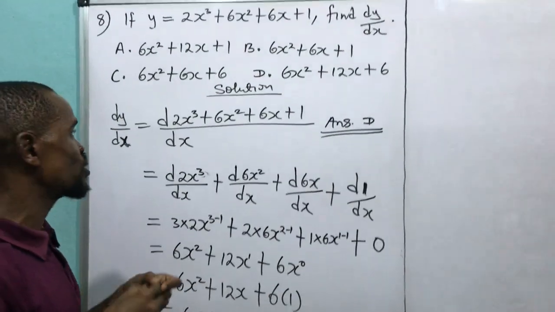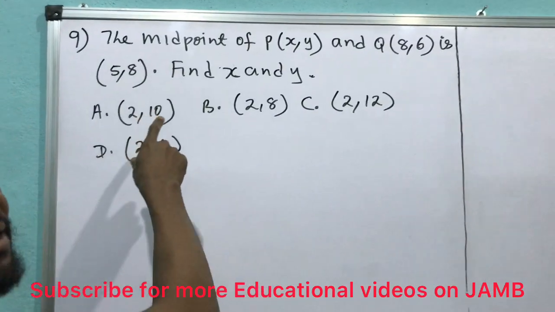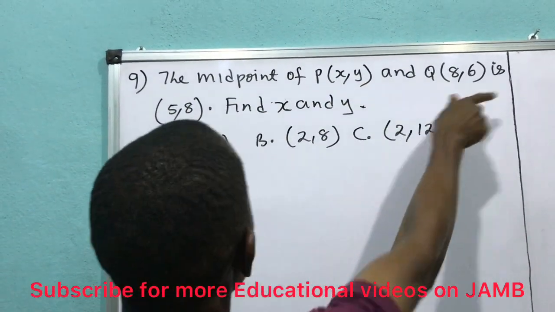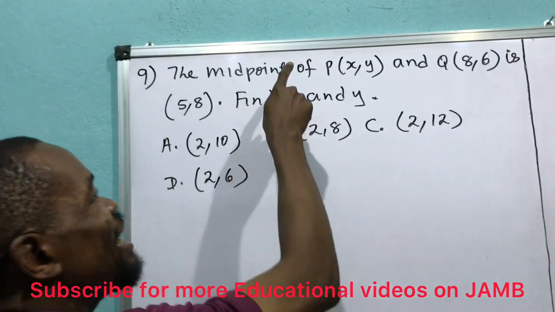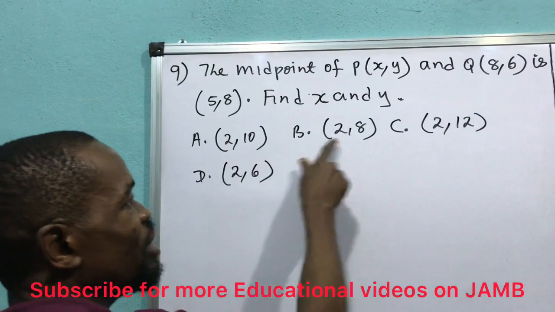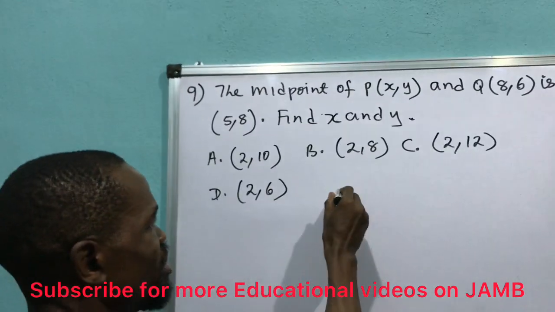Let's look at question number 9. Question number 9 says, the middle point of P and Q is this. Find x and y. Option A, option B, option C, and option D are given. Let's go to the solution immediately.